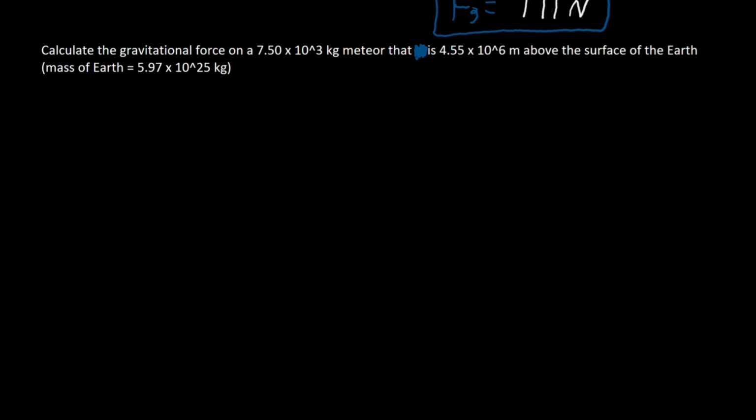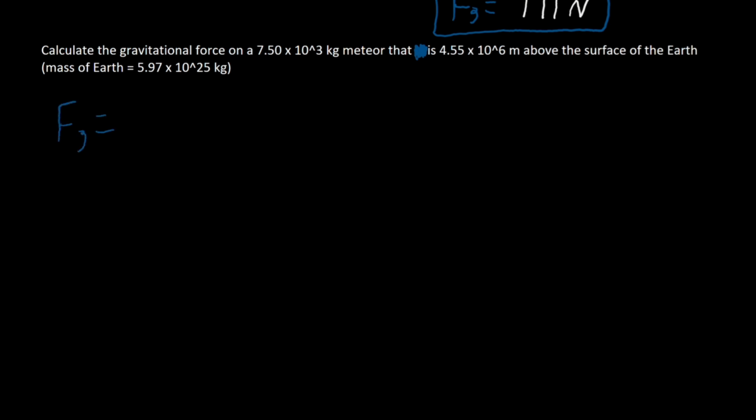Calculate the gravitational force on a 7.5 times 10 to the 3 kilograms meteor that is 4.5 times 10 to the 6 meters above the surface of the Earth, with the mass of the Earth being 5.97 times 10 to the 25 kilograms. This question is pretty simple. All we have to do is plug in these values into our gravitational force equation.